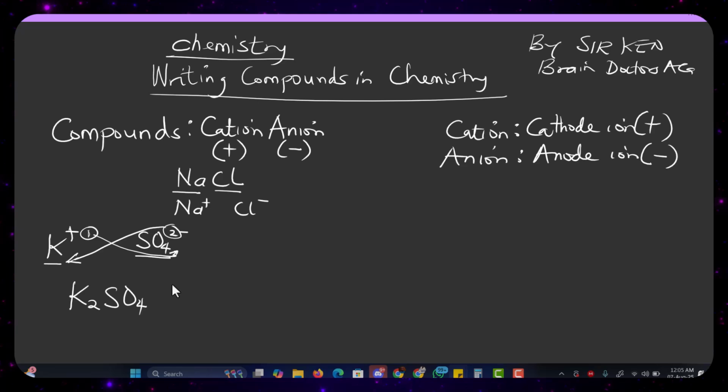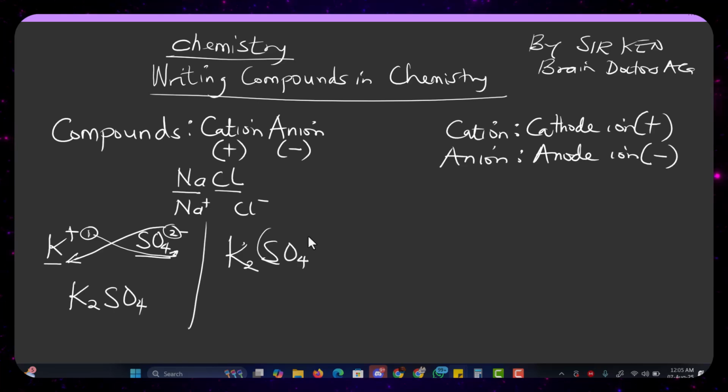K2SO4. So that's it. Now let me explain how it is K2SO4. By the time you write your K, you write your K first because K is a positive ion. Now you take this number here below and bring it down. It's going to be 2. Then the next thing you write is the negative ion, which is SO4. It has SO4 already. Now you bring down the 1 here.